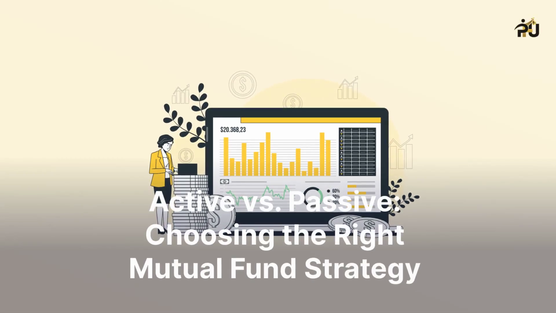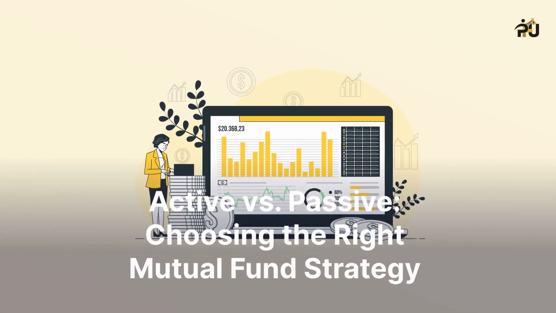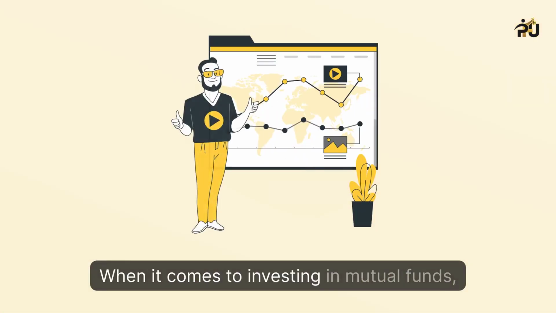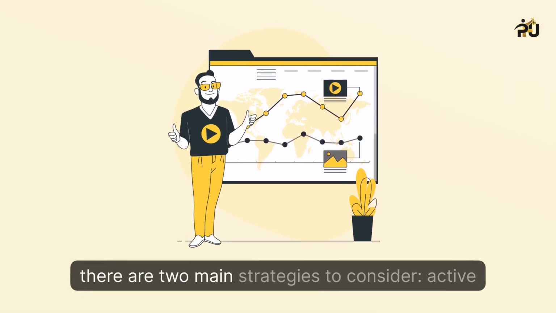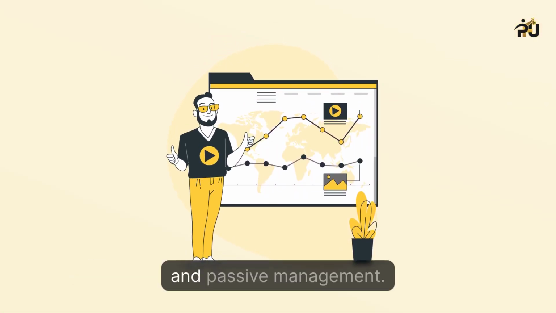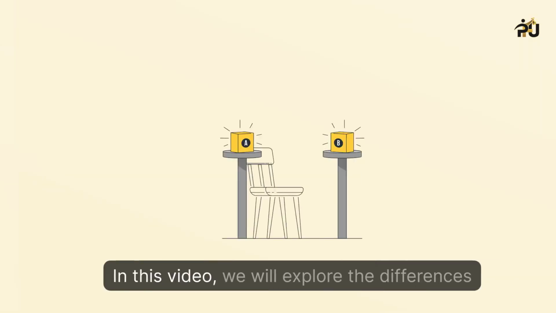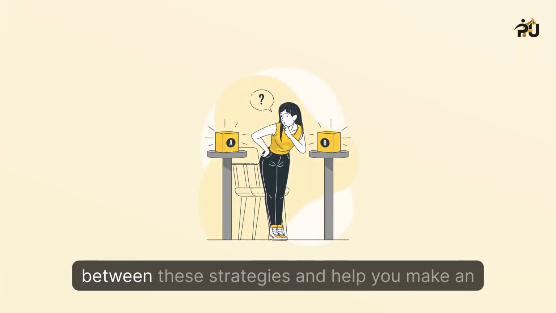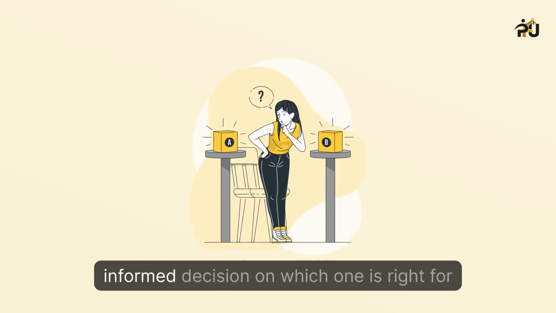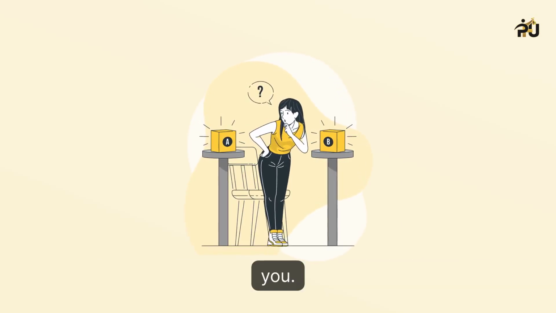Active versus passive, choosing the right mutual fund strategy. When it comes to investing in mutual funds, there are two main strategies to consider: active and passive management. In this video, we will explore the differences between these strategies and help you make an informed decision on which one is right for you.